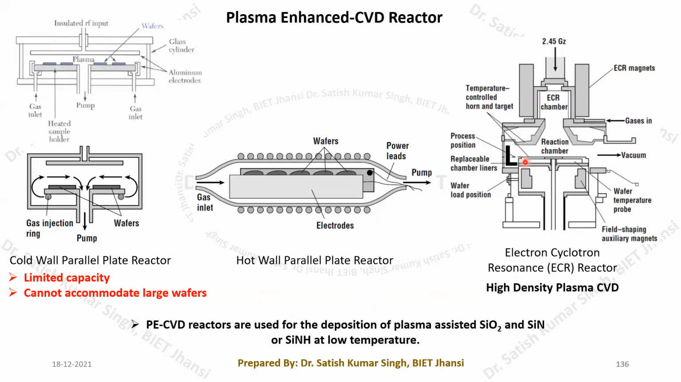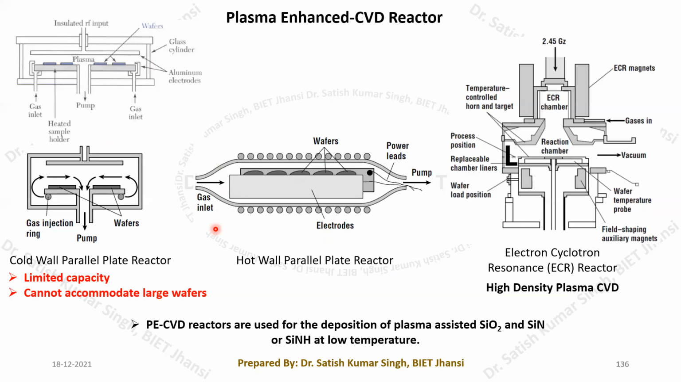In this category, we also have the high density plasma CVD technique, which is generally used for very high quality deposition of layers. So these are the different systems that we generally use for deposition of different layers, either polysilicon, SiO2, or silicon nitride.